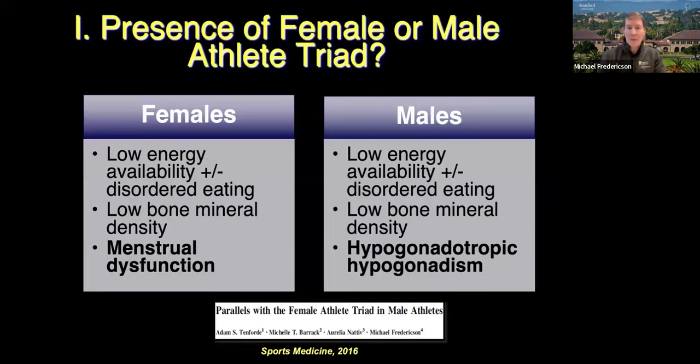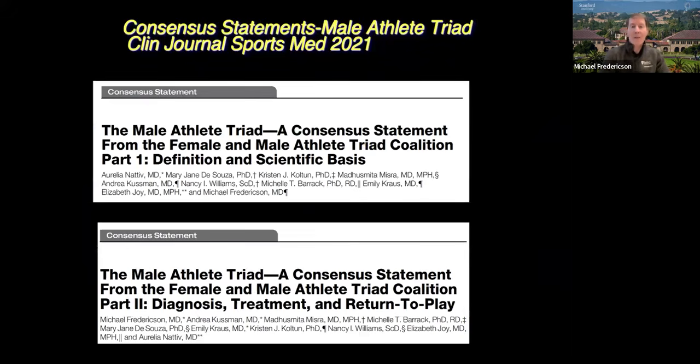So you all are aware of the female athlete triad: low energy availability, plus or minus a frank eating disorder, low bone mineral density, and menstrual dysfunction. But you can see the same thing in males. The only difference is that now, instead of menstrual dysfunction, we're talking about hypogonadotropic hypogonadism. And we've published on this, and we've actually put out two consensus statements, one defining the scientific basis of the male athlete triad, and then also guidelines in terms of treatment and return to play. So it's real, it exists. It's not as obvious as in the females, but it is something to keep in mind.